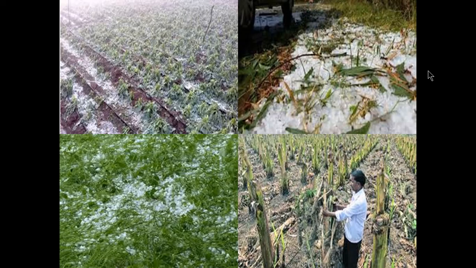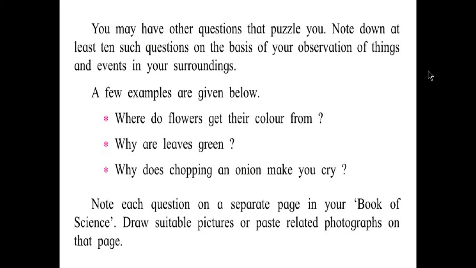Children, these pictures show the destruction that the 2014 hailstorm did in Maharashtra. The crops, the animals, everything was destroyed.